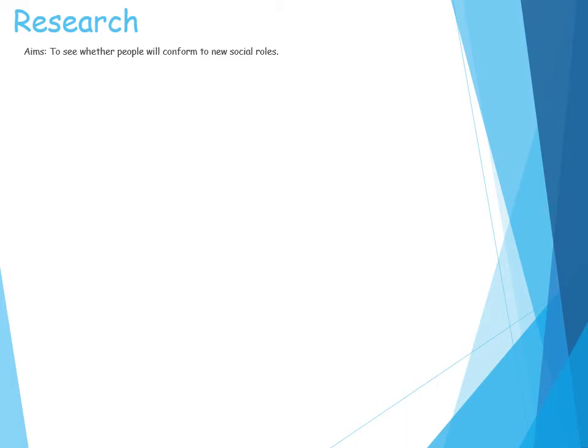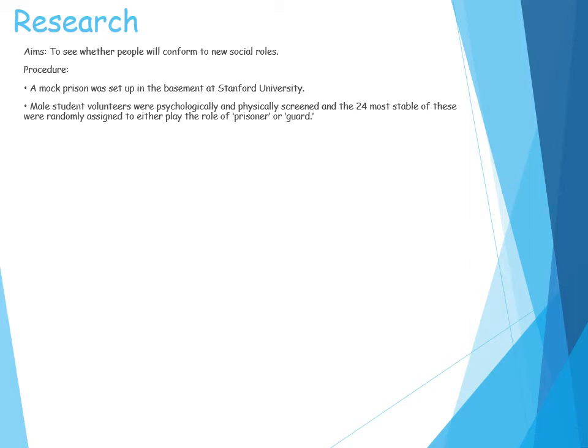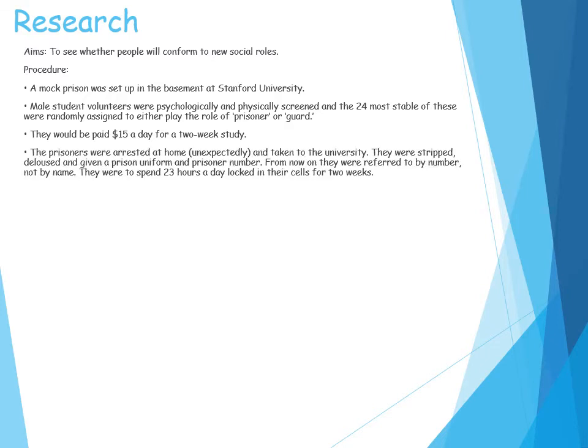So the aim was to see whether people would conform to a new social role, so prison guard or prisoner. So the procedure. A mock prison was set up in the basement of Stanford University, which is in America. Male student volunteers were psychologically assessed and the 24 most stable were selected, and they were randomly assigned the role as prisoner or prison guard. They responded to a newspaper advert where they would be paid $15 a day for their 2-week study. So it was a volunteer sample.